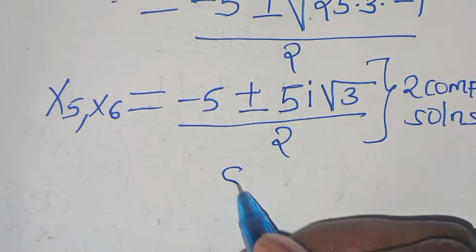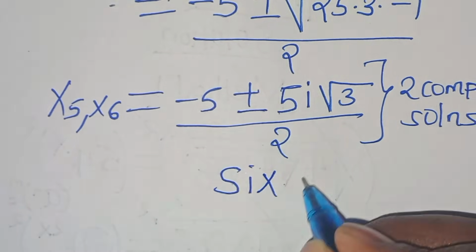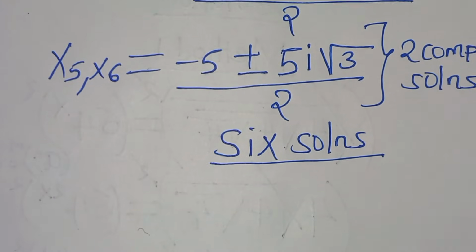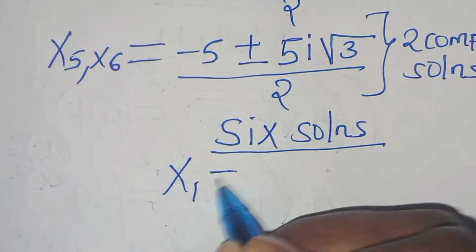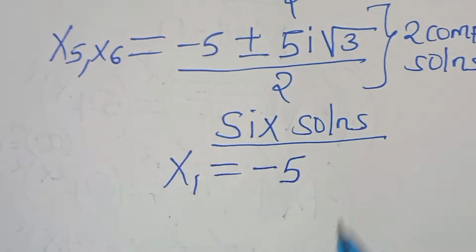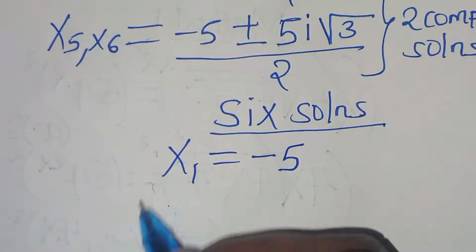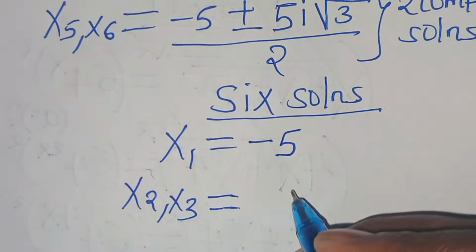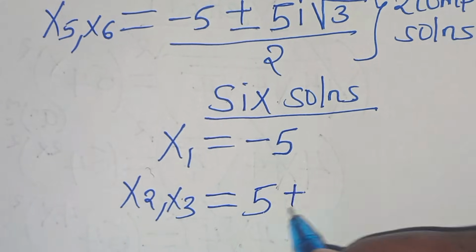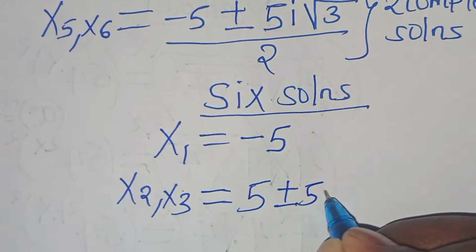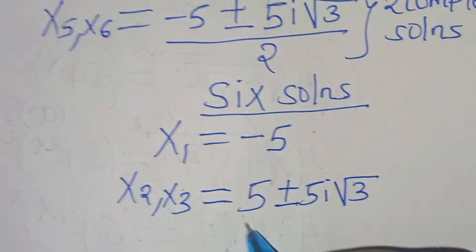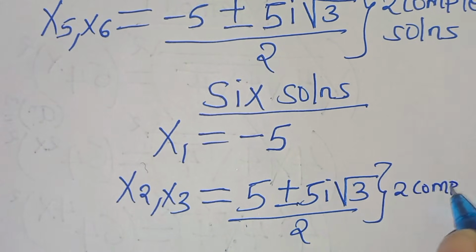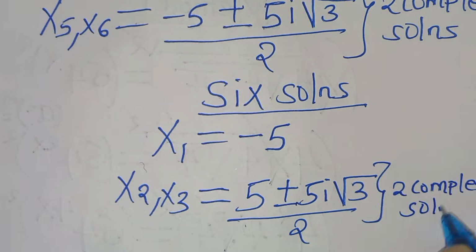And this totals to 6 solutions for this algebra problem. We have x1 is equal to minus 5. We have x2, comma x3, which is equal to 5 plus or minus 5i square root of 3 divided by 2. Now these are two complex solutions.